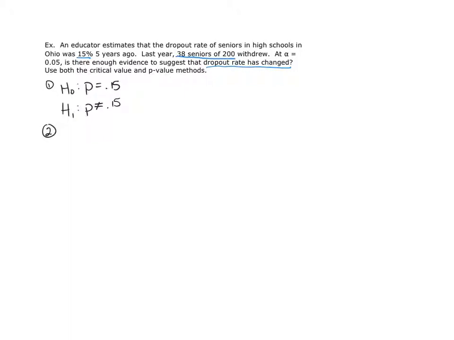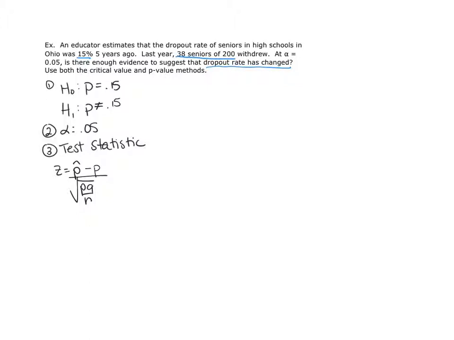Step 2, we state alpha. Alpha equals 0.05. And step 3, we calculate our test statistic. I encourage you guys to write down that formula for the test statistic. When we get into the next section, that formula will change. So if you're going through that habit of writing down the formula, you might be more in tune and aware of how those changes are happening.